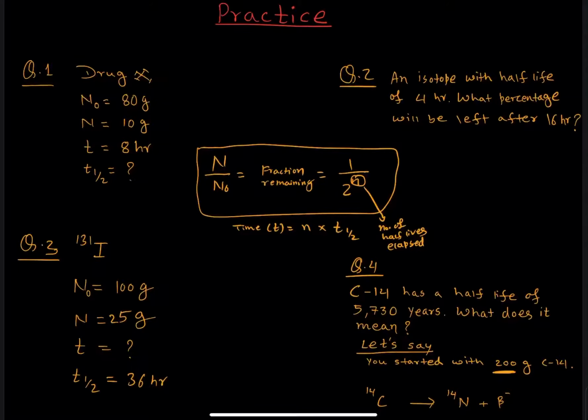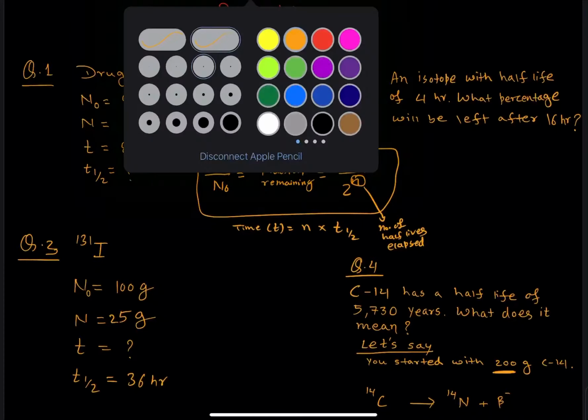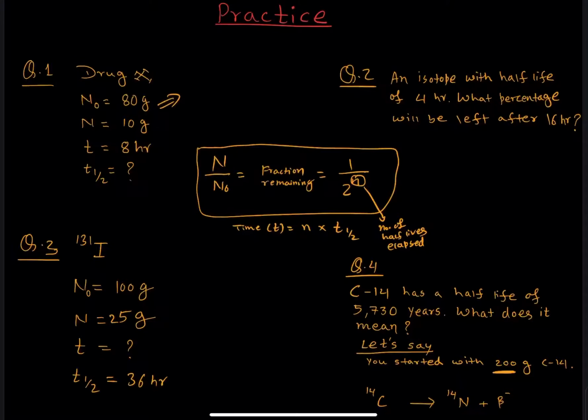If you divide N over N naught, that gives you the fraction remaining. So in this case, N is 10 and N naught is 80, so 10 over 80 equals 1 over 2 to the power n. That means the zero goes away, and 1 over 2 to the power 3 equals 1 over 2 to the power n.